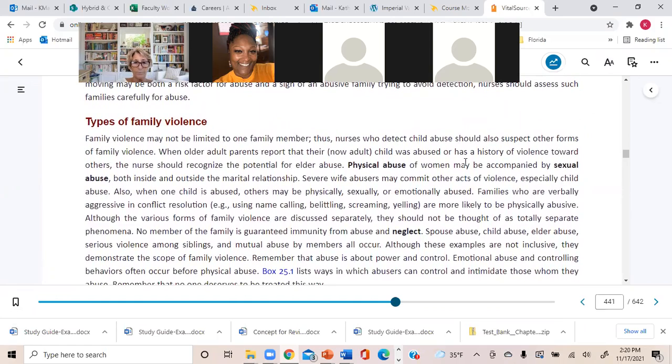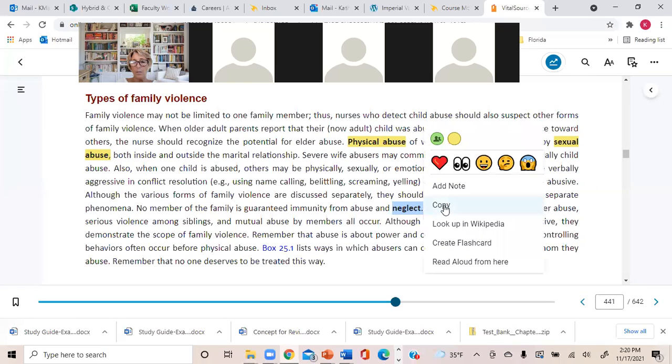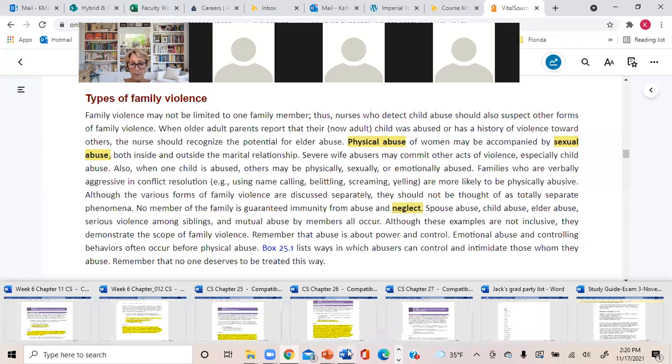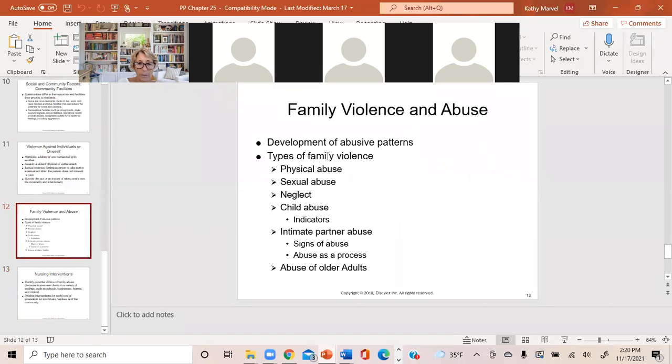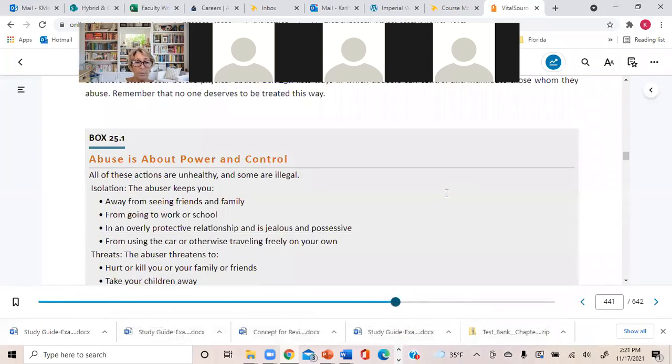There's 4. Physical abuse, sexual abuse, neglect. What's the 4th one? It's on our slide. Somebody go back to the slide that we just went through. Is it emotional? I thought there were 4 of them. It was a slide that said types of family violence. I can go back there. Is it emotional abuse? Let's see. Right here. Physical, sexual, neglect, and child abuse. So child abuse, intimate partner abuse, and elder abuse.